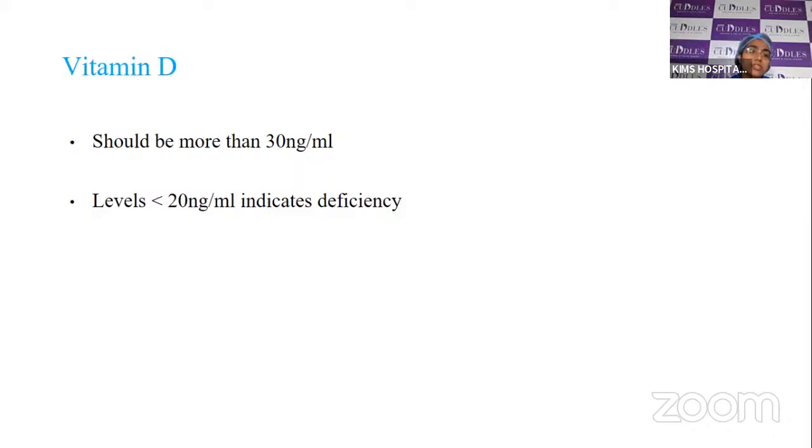Vitamin D: in the first line, we won't do any vitamin D levels in the baby, but if the baby is resistant and not improving with the optimal doses of calcium and phosphorus, we will check the vitamin D levels. Mostly it should be more than 30. If less than 20, it indicates a deficiency.